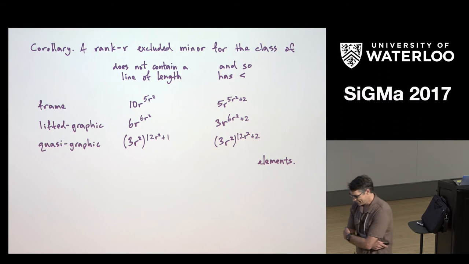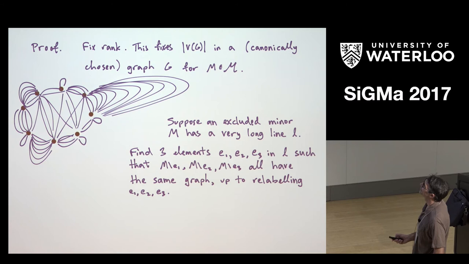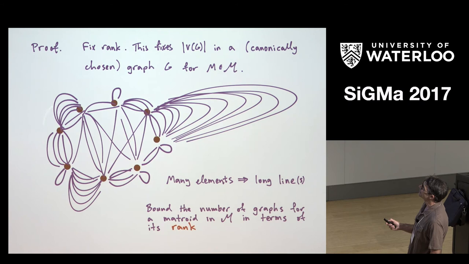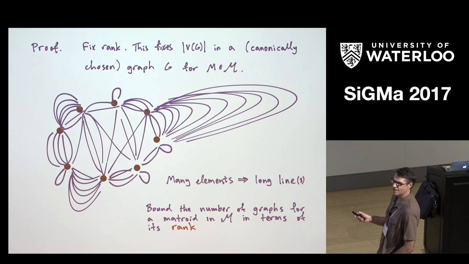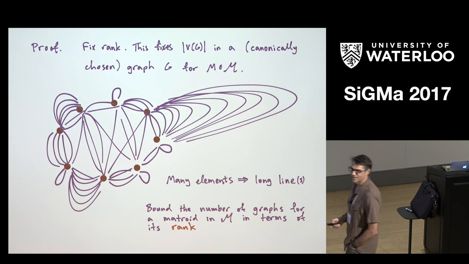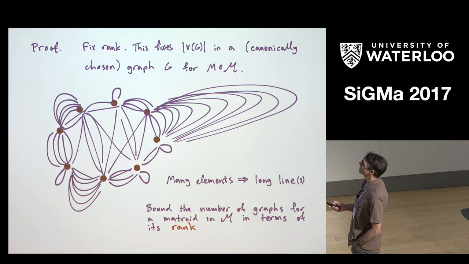I guess very quickly I can talk a little bit. In the frame matroid case, if this is a representation for a frame matroid, then these long lines here nail down any representation. It has to have exactly that subgraph. It gets completely nailed down, and then there's a possibility that these other edges that aren't in long lines might have some wiggle room. But in the lifted graphic and the quasi-graphic cases, they didn't have that luxury. There just was more variability in the possible number of representations, and so the bound was worse.